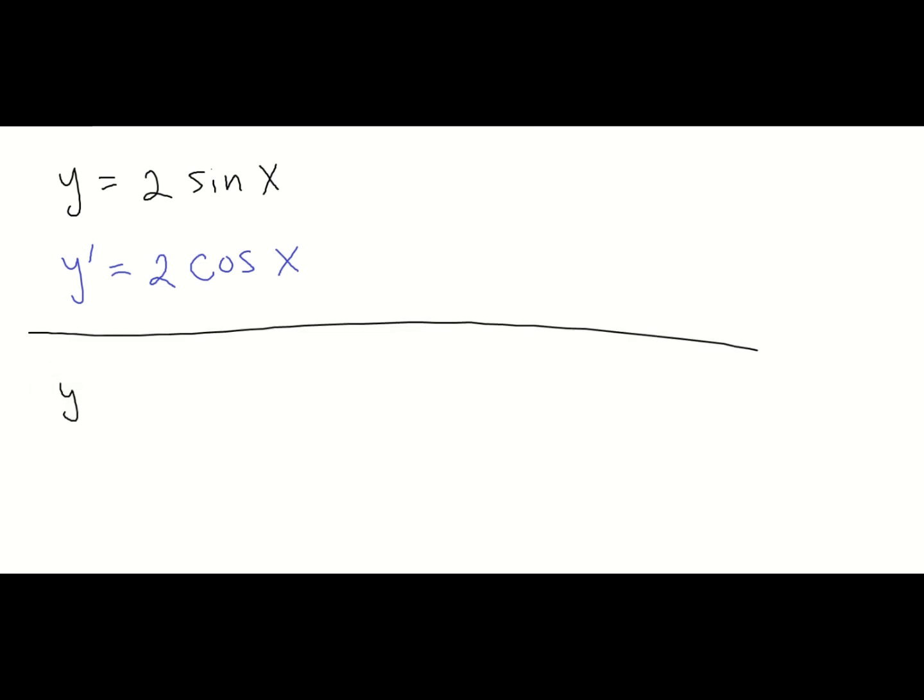Try the next one. Find the derivative of the function y equals 2 times sine x. We treat the 2 as a constant, and the derivative of sine x is cosine x. Let's try one more. Find the derivative of y equals sine x divided by 2. We can rewrite this as 1/2 times sine x. Now apply the constant multiple rule, which gives us 1/2 cosine x, or simply cosine x over 2.